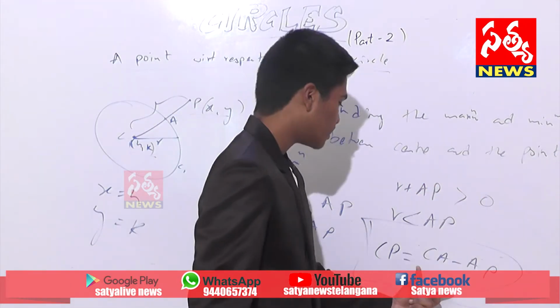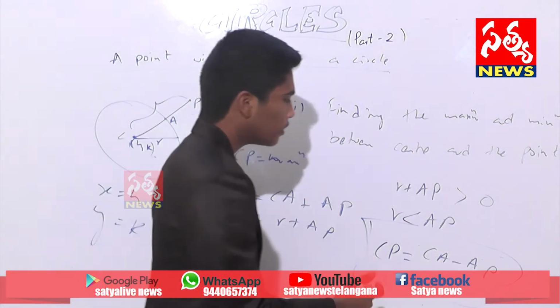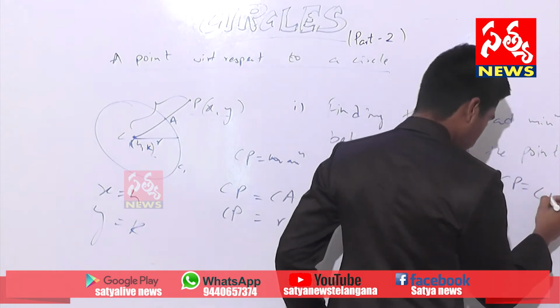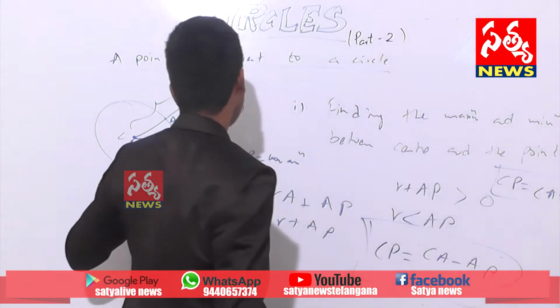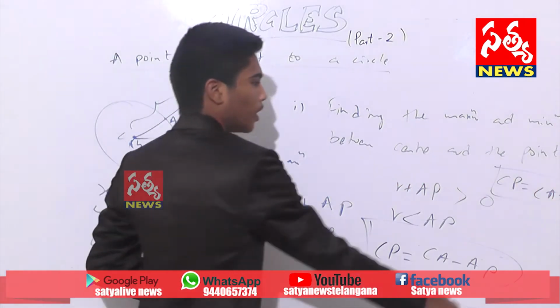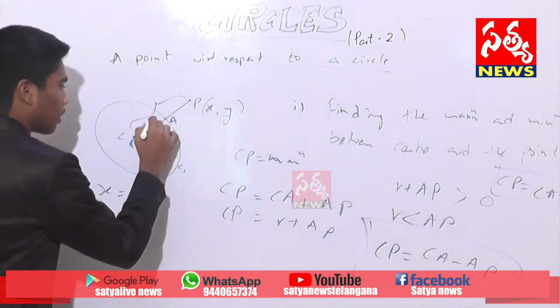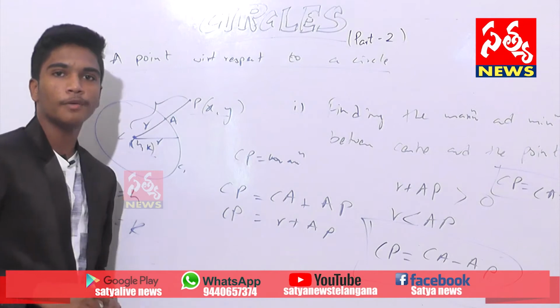So this is the expression for a point inside the circle, and CP is equals to CA plus AP. This is the expression for a point which lies outside the circle, where CA is R, okay, this is R, radius. Okay, hope you got it.